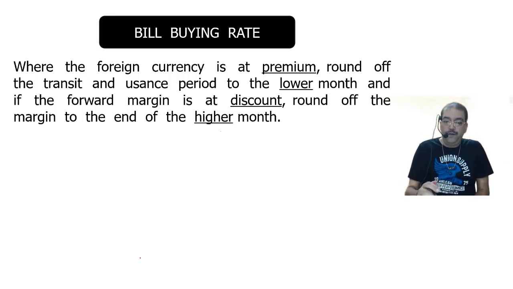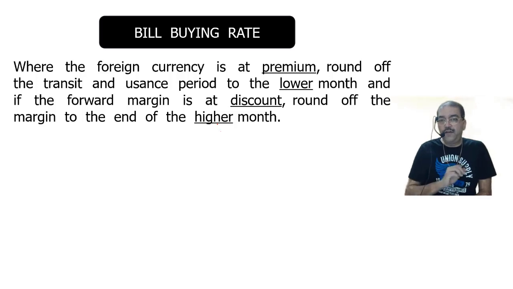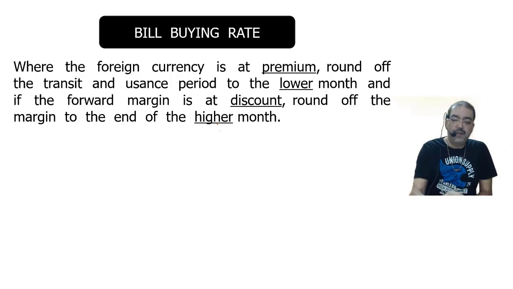So what I do is, see what they have given. Where the foreign currency is at premium, round off the transit and usance period to the lower month, already underlined. And if the forward margin is at discount, round off the margin to the end of the higher month. Now let us explain what is lower month and higher month. 11th of May is my due date. So I have got April end figure and May end figure, which I have to select from.